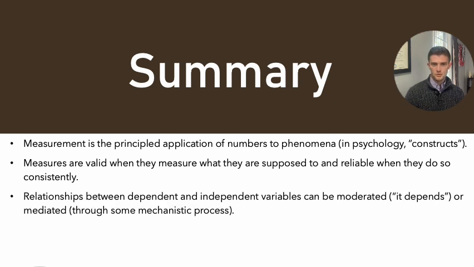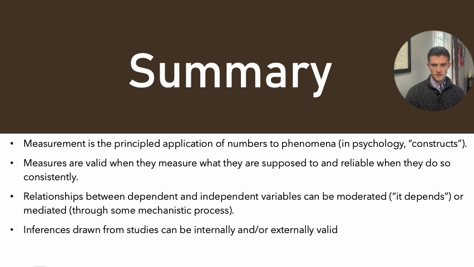Relationships between variables can be moderated or mediated. Dependent variables are ones that depend on some independent variable or set of variables, but that relationship can itself depend on some third thing, a moderator, and it can also operate through some intermediate or indirect process, a mechanism, something that we call a mediator.